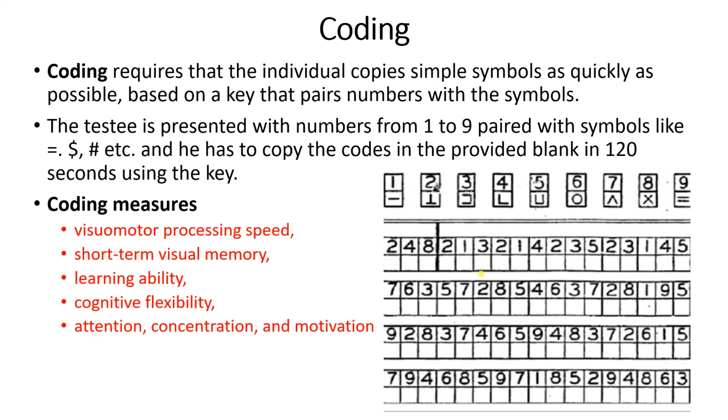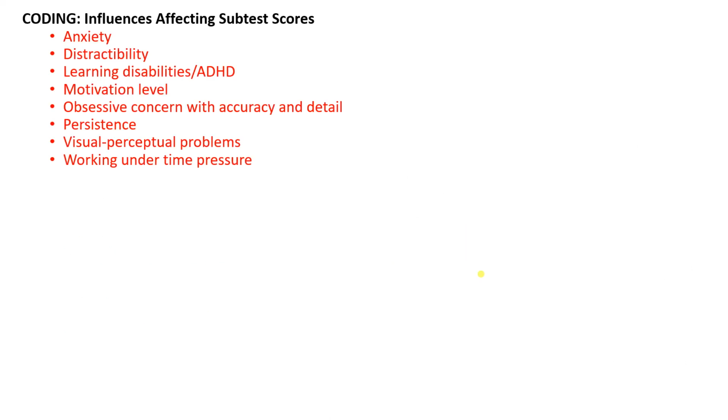And this task measures visuomotor processing speed, short-term visual memory, learning ability, cognitive flexibility, attention, concentration, and motivation. As far as the factors influencing this subtest score are concerned, again, they are very similar to the first one: anxiety, distractibility, learning disability, ADHD, motivational level. The same factors that I showed you with the other task.